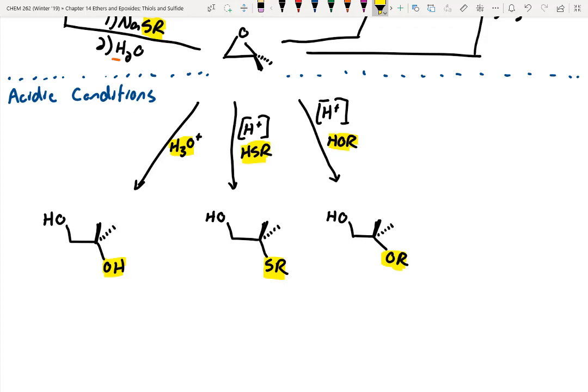All right, and then the last one's pretty straightforward. This is one where we just use a halo acid. And this time we can actually install a halogen and essentially make something that looks a lot like the product from a halohydrogen reaction.